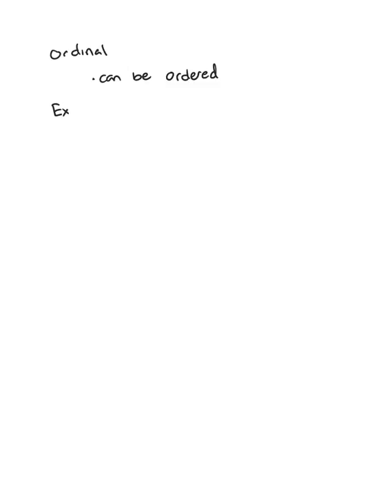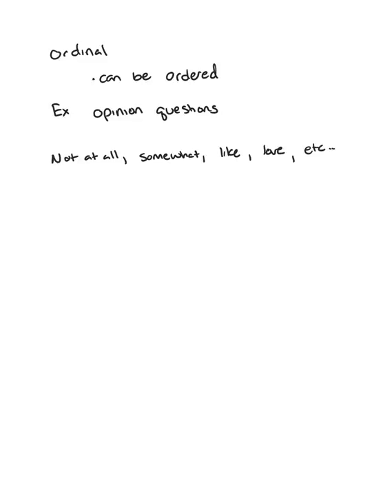Examples of ordinal variables could be opinion questions. That is, I could ask you, how much do you like Cheetos? And you could say, not at all, somewhat, like them, love them, etc. That is, I can order these. Not at all is less than somewhat, which is less than like, which is less than love, and so forth. That is, despite the fact that they're not numbers, there's still an order to them. This is seen a lot in opinion, or let's say political ratings.